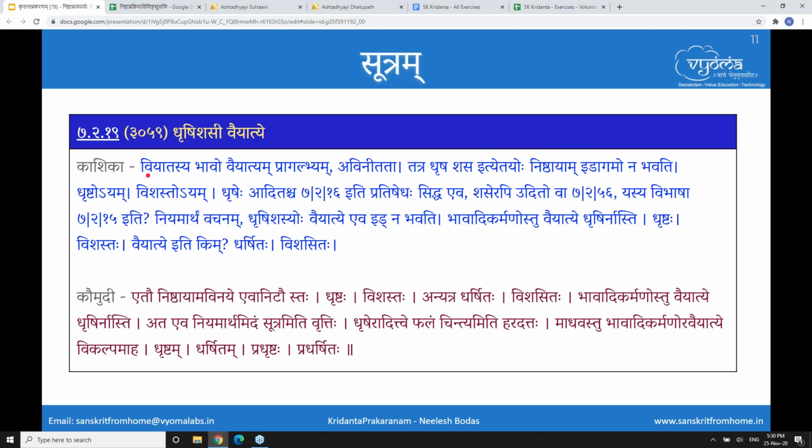Drushishasi Vaiyatye Vyatasya Bhava. Viyat is basically written over there. Pragalbha is Vyata, Tasya Bhavaha Vaiyatyam Pragalbhyam Nochet Pragalbhata. So Vyatasya Bhavaha Vaiyatyam Pragalbhyam Avinitata. Tatra Drushishasi Ityatayoho Nishtayam idagamaha na bhavati. Drushtaha Ayam Vishastaha Ayam. Drushehe Aditashya Pratishedhaha Siddhaha. Shasehe Udito va Yasya Vibhasha iti Pratishedha Siddha.